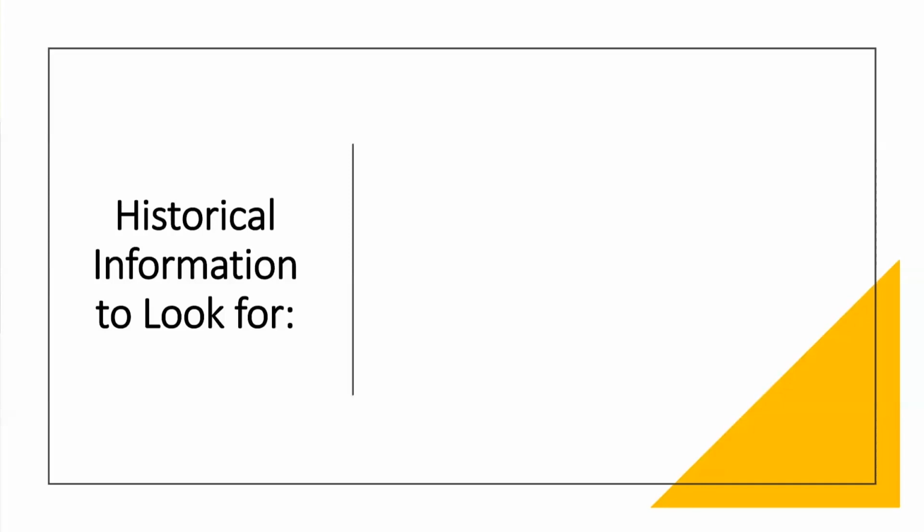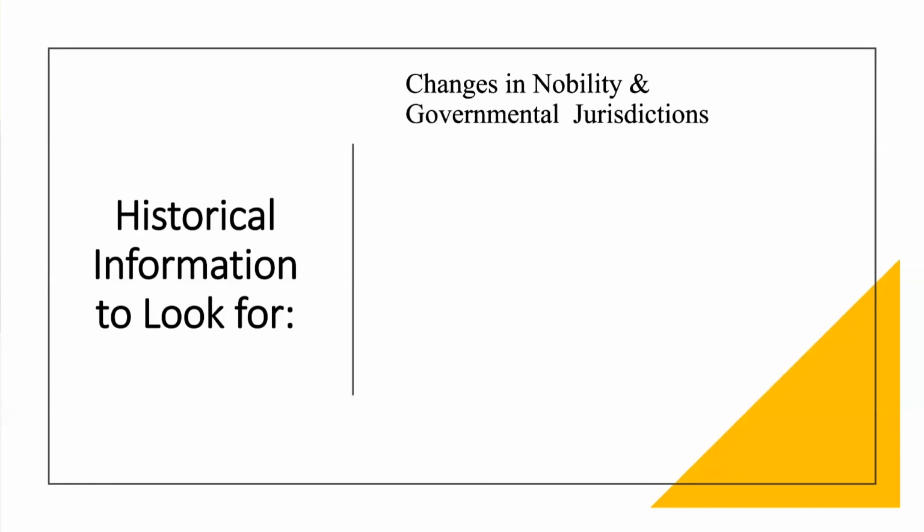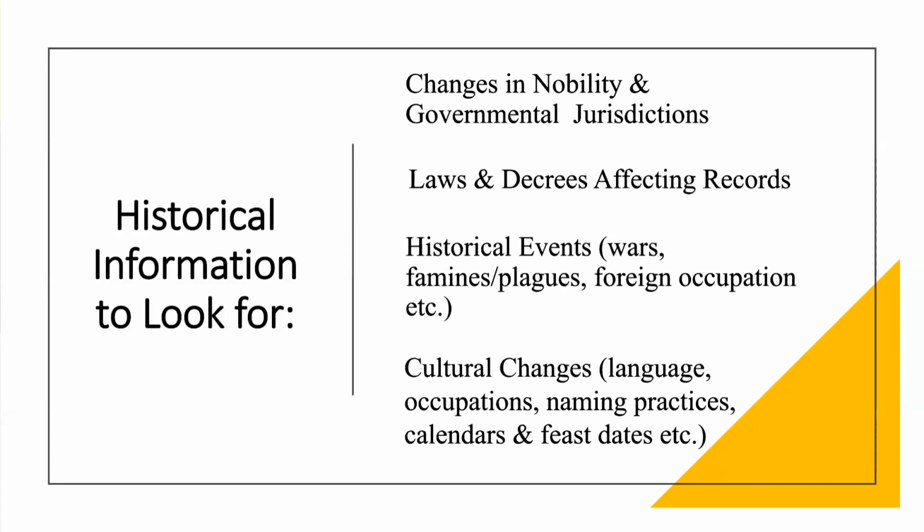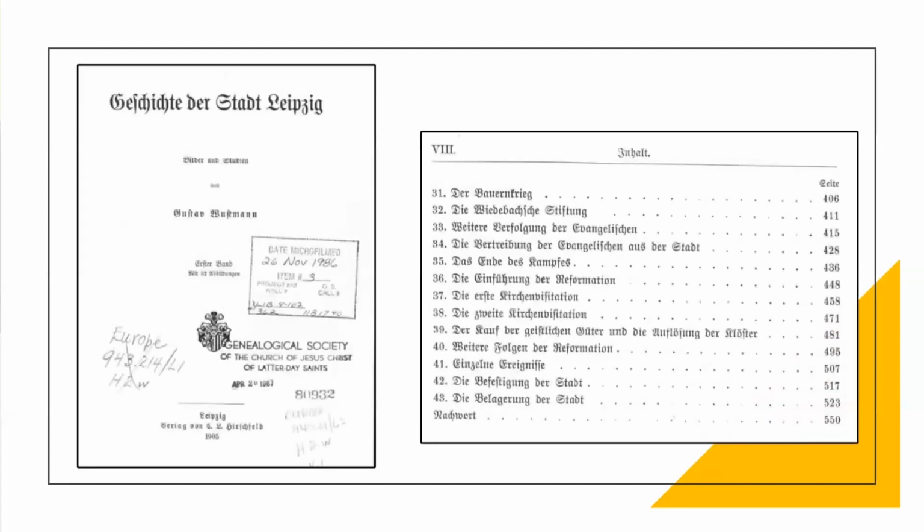The following are some of the types of information that you should be looking for as you study the history of your area. Changes in nobility and governmental jurisdictions, laws and decrees affecting records, historical events, wars, famines, plagues, foreign occupations, etc., and cultural changes, including language, naming practices, occupations, calendars, and feast dates. Almost every town has a published history. In searching histories, look for those things that will impact the research process and record use.